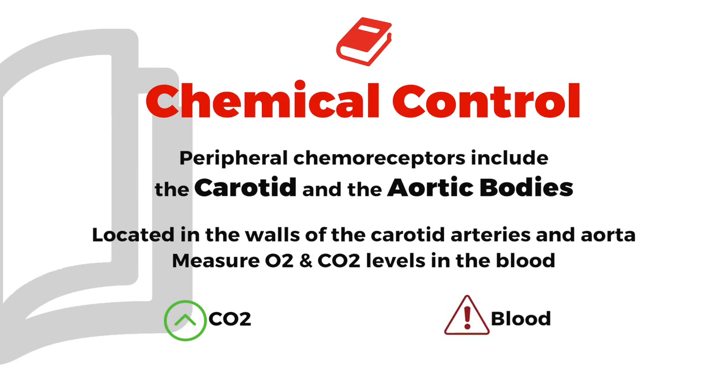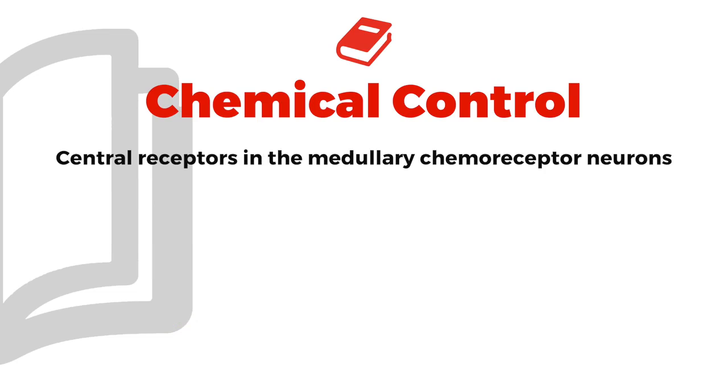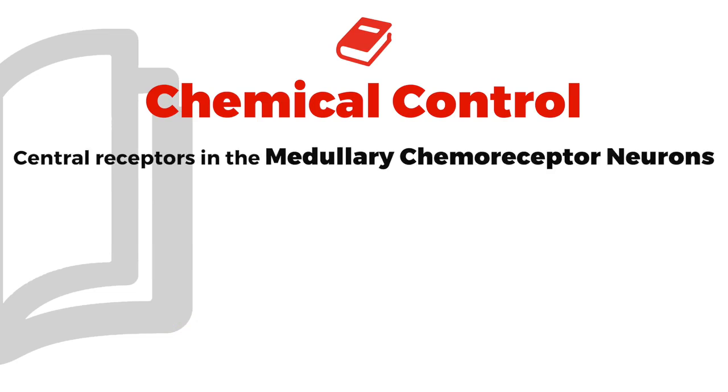Those are your peripheral chemoreceptors. Now, your central receptors are in the medullary chemoreceptive neurons. So again, in the medullary center, okay? And this is important because what does this look at? Well, it also looks at oxygen, carbon dioxide.